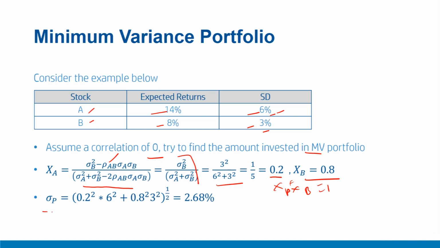Therefore we can now compute sigma P with the expression known to us. Sigma P becomes the square root of 0.2 squared into 6 squared plus 0.8 squared into 3 squared, which is simply XA squared sigma A squared plus XB squared sigma B squared, all raised to the power of 1/2, which is 2.68%. So this is the risk of the minimum variance portfolio here.